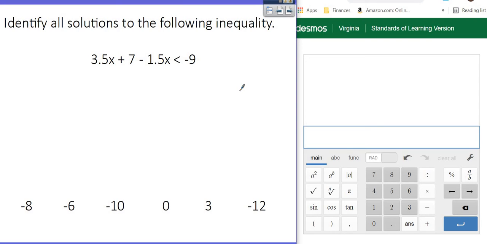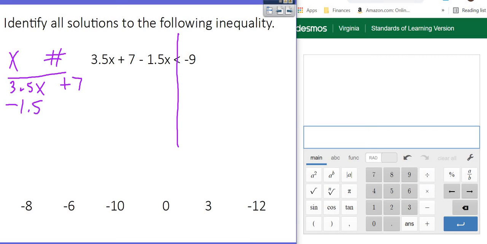Identify all solutions to the following inequality. So the first thing we have to do is solve it. We're going to have to put together some like terms here. We're going to have to combine some families. So let's start there. When you're combining families, you're only working on one side of the equation or inequality at a time. So we've got a 3.5x, and we've got a positive 7, and we've got a negative 1.5x.